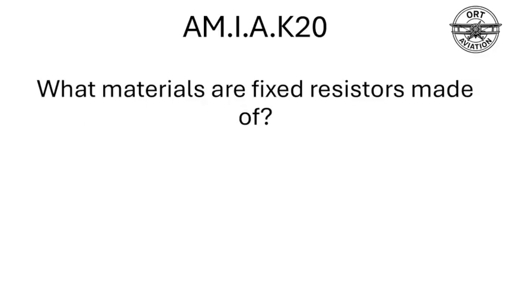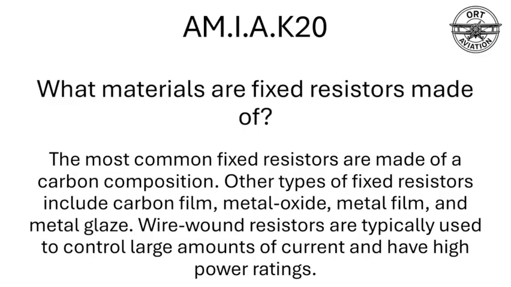What materials are fixed resistors made of? The most common fixed resistors are made of carbon composition. Other types of fixed resistors include carbon film, metal oxide, metal film, and metal glaze. Wire-wound resistors are typically used to control large amounts of current and have high power ratings.